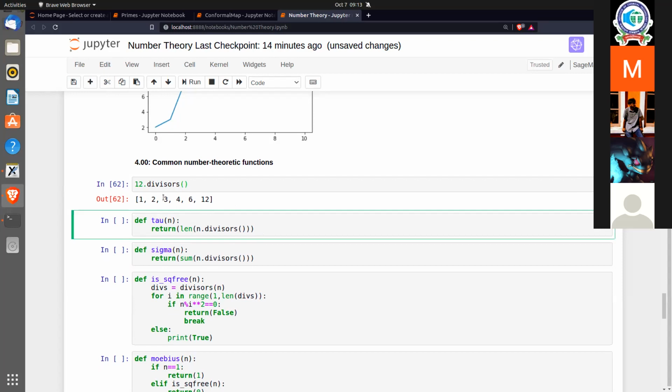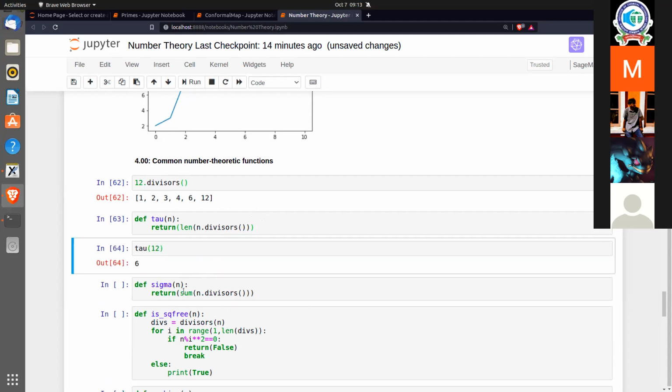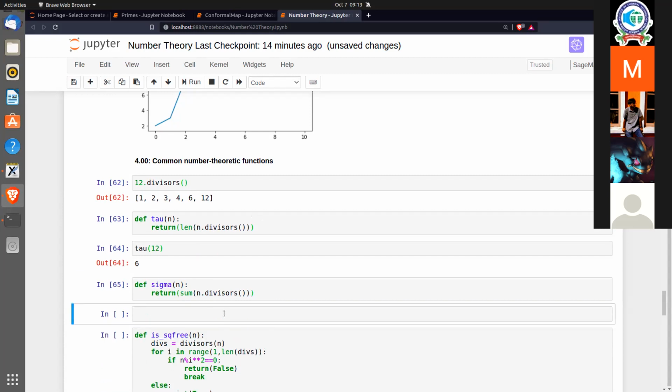So suppose I want to count the number of divisors. That function will be called tau of n. I could just return the length of this divisor function, right? Now if I want the sum of these divisors, I could do that as well. That would define what's called a sigma function, right?